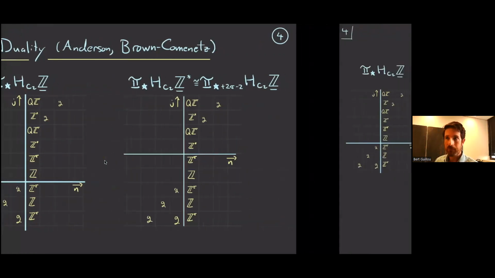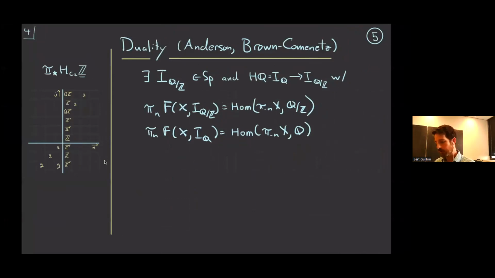And so let me first begin with just a discussion of how this works non-equivariantly. So again, there are two notions of duality that are relevant. There's Anderson and Brown-Comenetz duality. And so what's the story behind these?